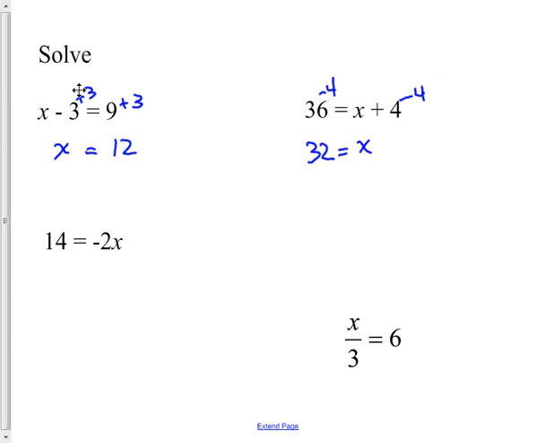Often students will think that's x minus 2. But that's not what it's saying. It's saying negative 2 times x. So the opposite of timesing is dividing. So I'm going to divide this by negative 2, and then I have to divide this by negative 2.